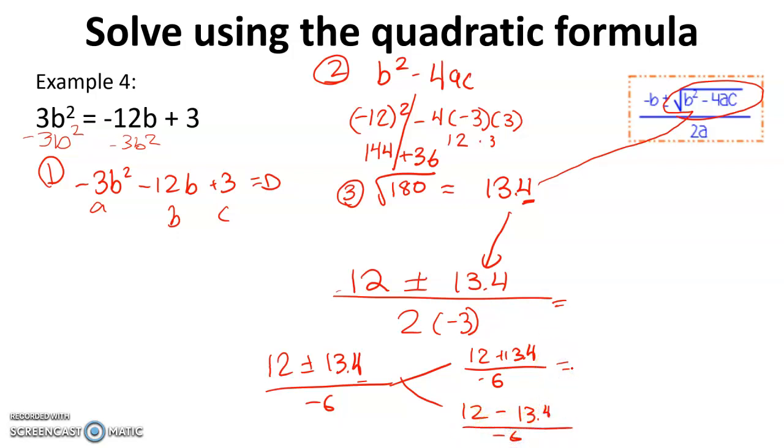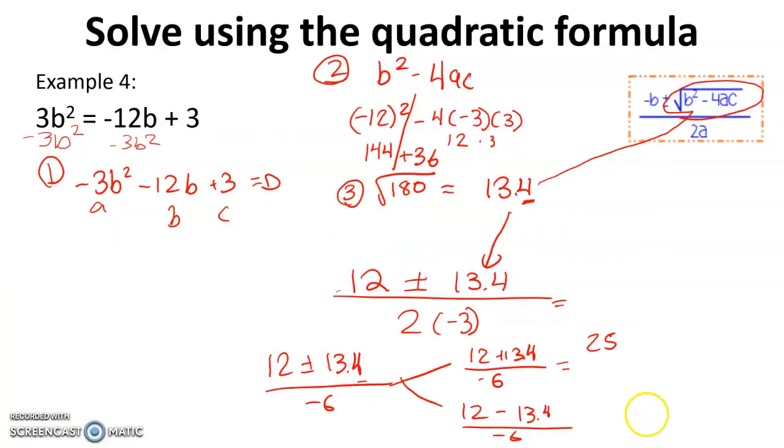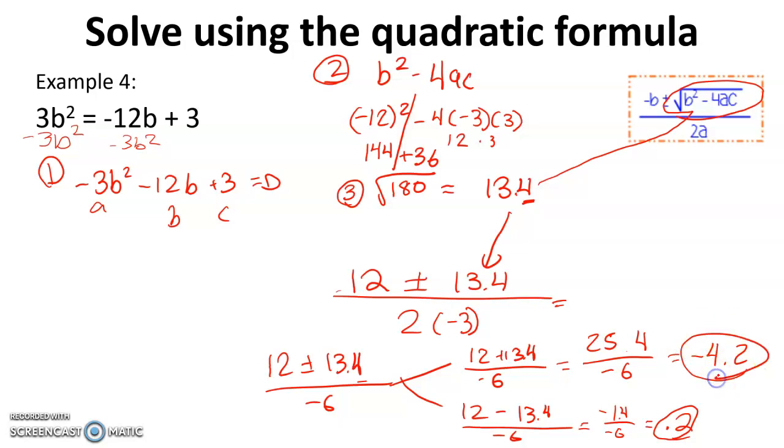All right. So if we add these together, we're going to get 25.4 over negative 6. This is going to be, I believe, 1 point something. Negative 1.4 over negative 6, we divide that by 6, I get positive 0.2. And for this, 25.4 divided by negative 6, I'm going to get negative 4.2 for that one. Okay?